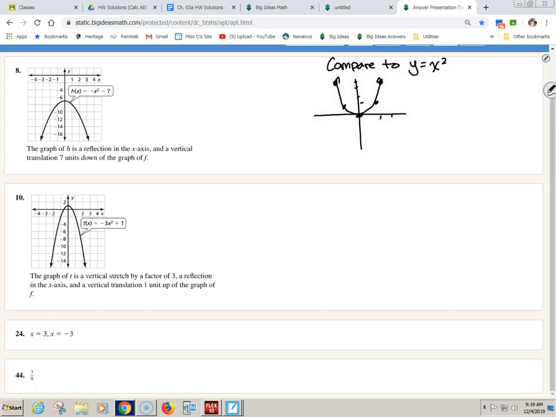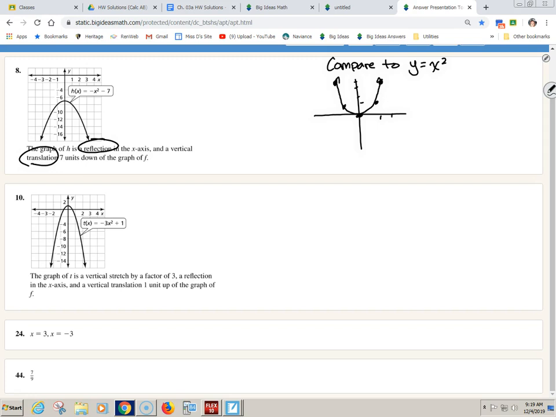This is what they're having us compare to. They're having us compare to the super basic guy that has no numbers multiplied in front and nothing added or subtracted at the end. So that's why it's a flip, because it's going the opposite direction. Okay, snazzy word for flip, reflection. And that's why there's a shift down, snazzy word translation, because we're comparing to that guy. So this one, not a shift down, but instead a shift up.